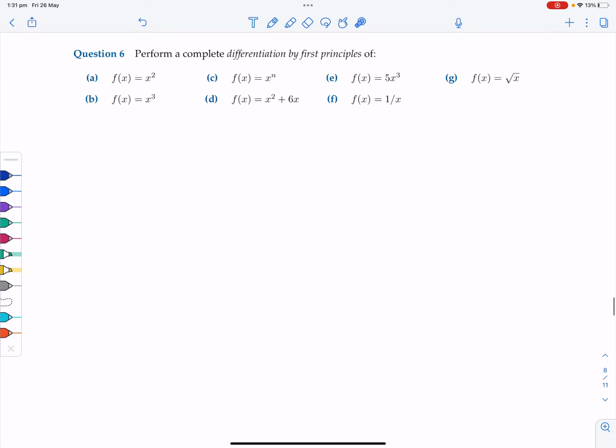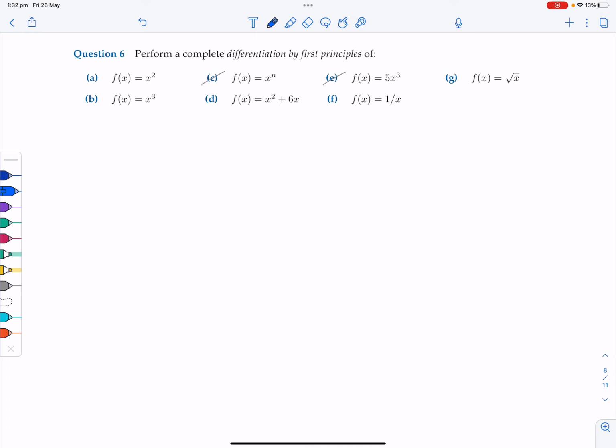Question 6, perform a complete differentiation by first principles. So in class, I discussed that but didn't write a full answer, and I skipped that one entirely. This is going to get pretty involved. I'm just going to pause and take a drink of water.